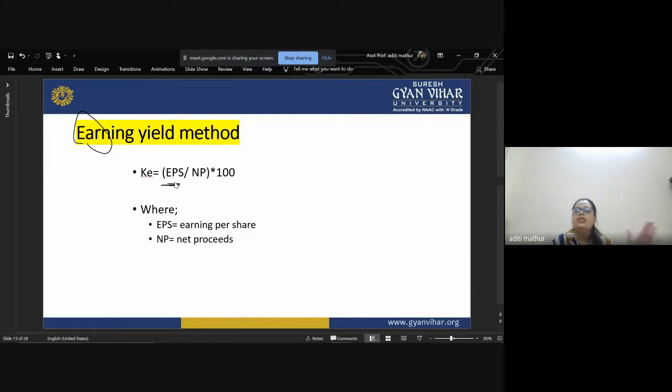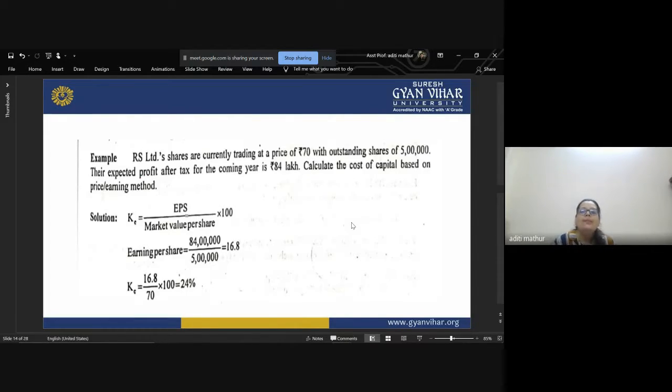The only difference in this formula in comparison to the dividend yield formula is that in the dividend yield formula, you were using dividend divided by NP or MP, but in the earning yield formula, you are writing EPS, that is earning per share, divided by NP or MP, whichever is given to you in the question, and simply multiply it by 100 just because we need to get the amount in percentage. So let us see the question.